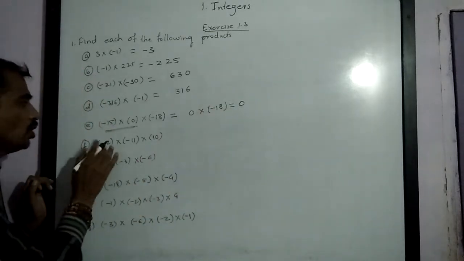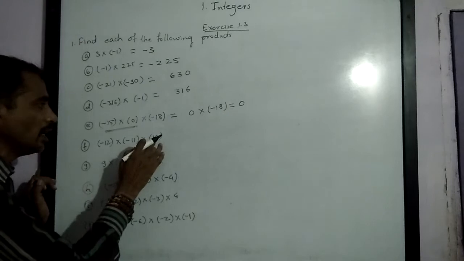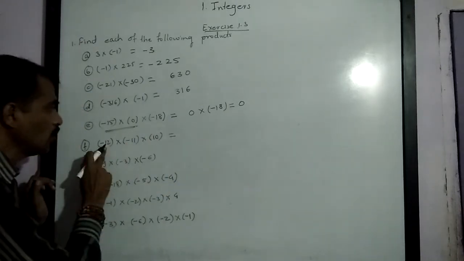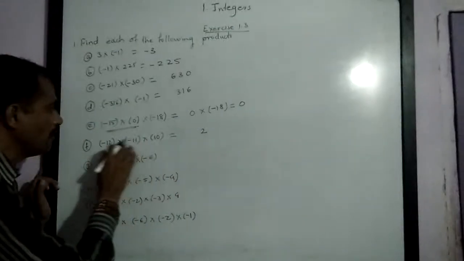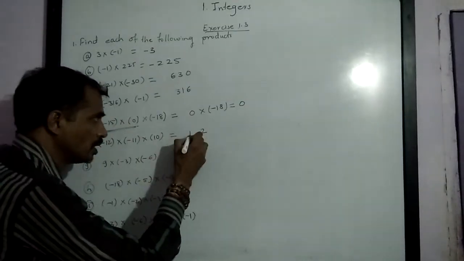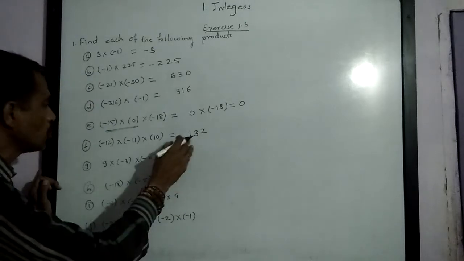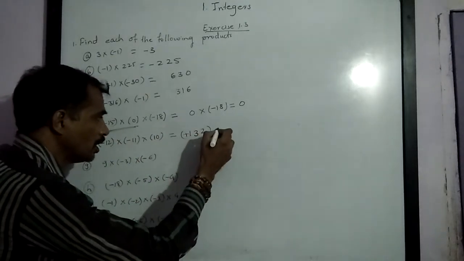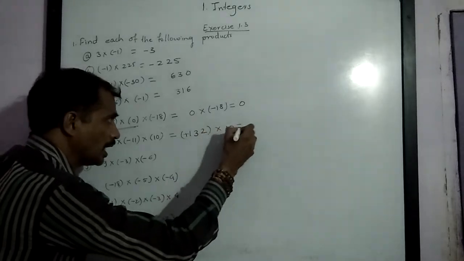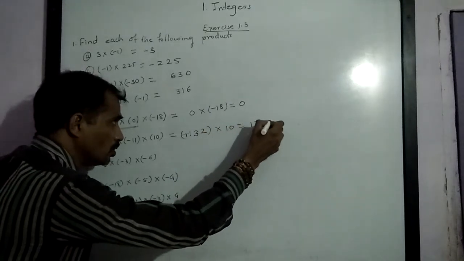Then next is negative 12 into negative 11 into 10. So negative 12 into 11. 11 2s are 22. 11 1s are 11, plus 2 is 13. So negative into negative will become positive. Positive 132 multiplied by 10 is equal to 1320.